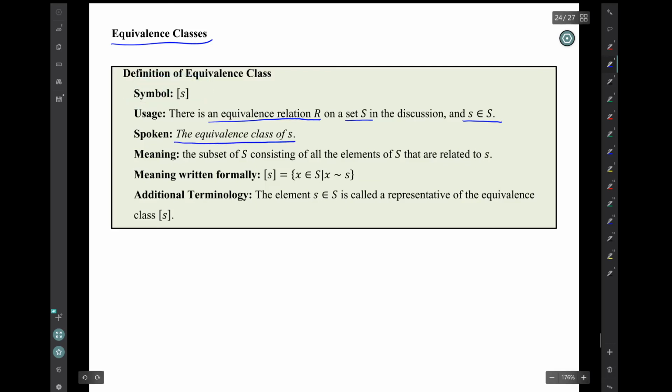What that symbol means is the following. That symbol stands for the subset of S that consists of all of the elements of capital S that are related to little s. So that is, this symbol, the equivalence class of little s, is all of the x's in set capital S, such that x is related to little s. And some additional terminology, that element, little s, is called a representative of the equivalence class, bracket s.